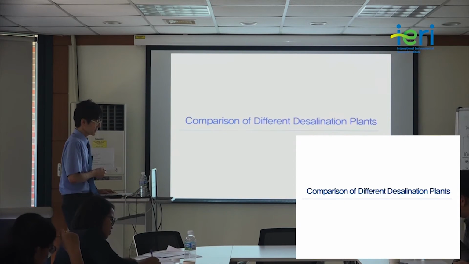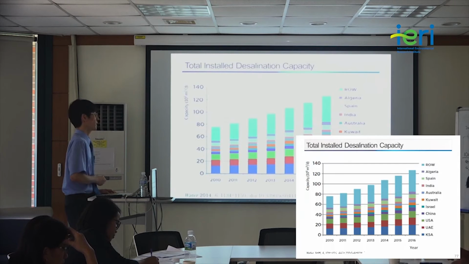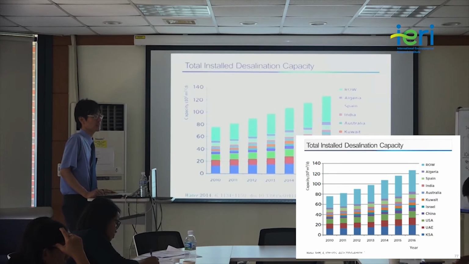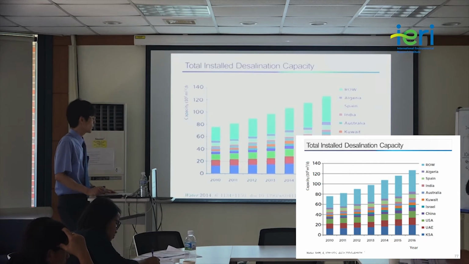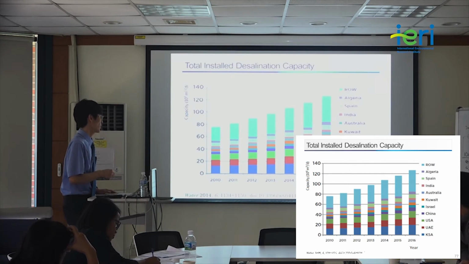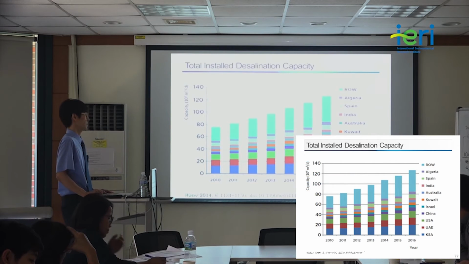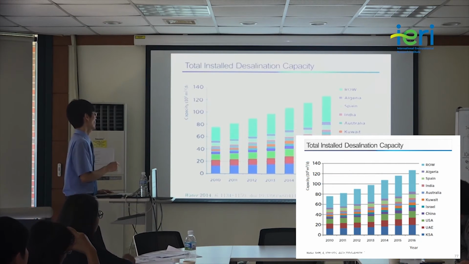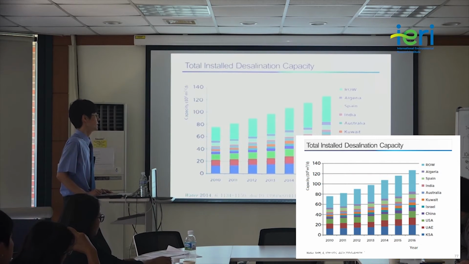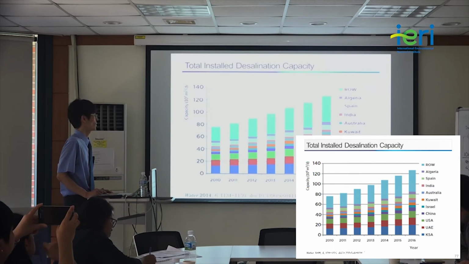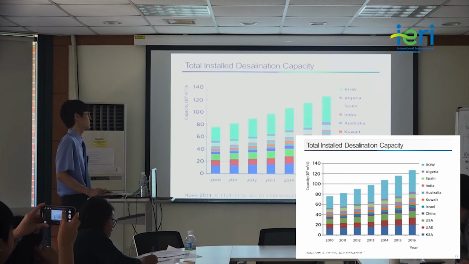Okay, here we'll compare different desalination plants all over the world. Before we do that, we have to look at the places where the desalination plants were installed. Between 2010 and 2016, depending on the region, the total installed desalination capacity went from around 80 million cubic meters per day to more than 120 million cubic meters per day.